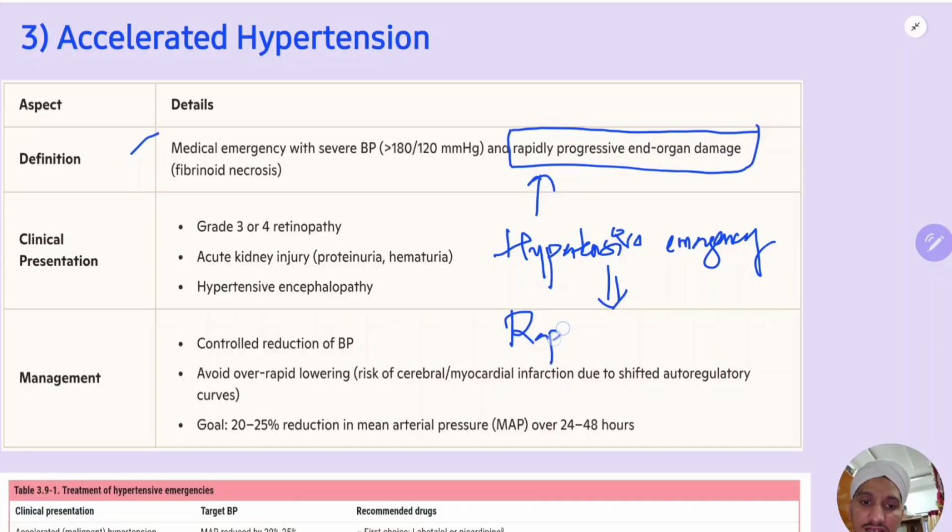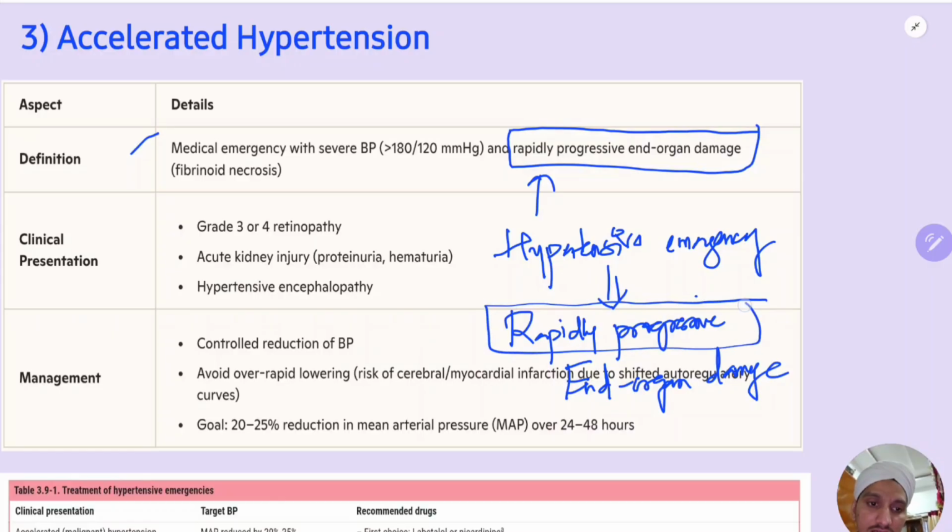The difference between this and other hypertensive emergencies is that there is rapidly progressive end organ damage. So this makes it different from the other hypertensive emergencies. So there is rapidly progressive end organ damage. So that is accelerated hypertension.